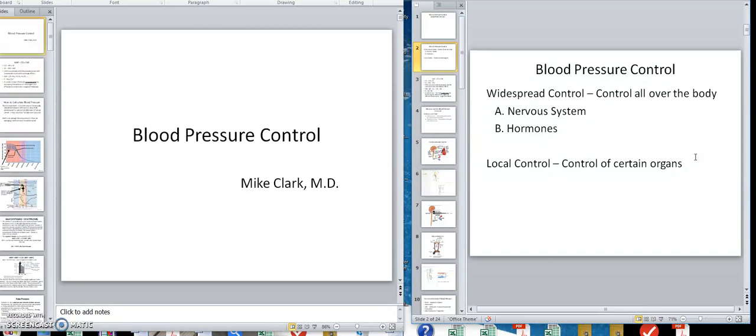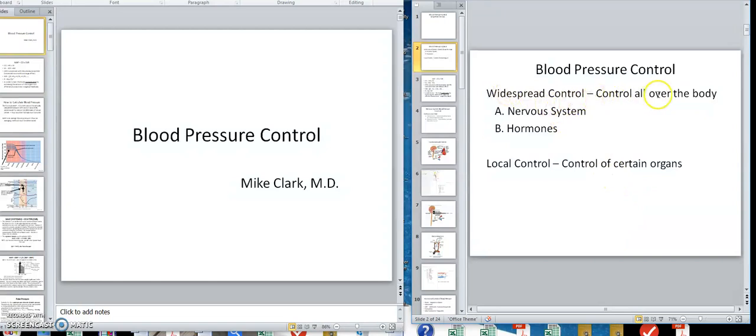Hospitals, however, have a backup generator. So CenterPoint would control the overall light power all over. But if CenterPoint had trouble and hospitals cannot afford for the power to go out, they have a backup generator that would control them. So what's my point? We have widespread control, but certain organs cannot afford to lose blood pressure. So they have a backup local control mechanism. We'll talk about that here, and we'll also discuss that when we discuss shock. So widespread control and local control.